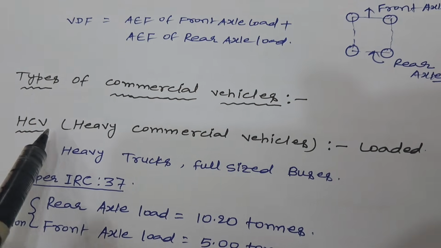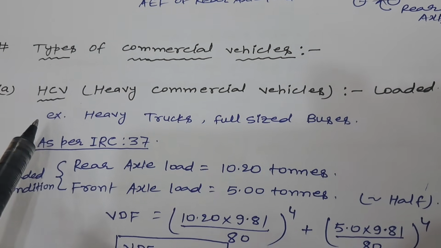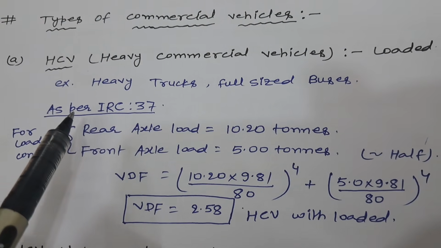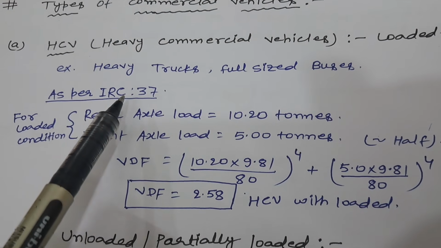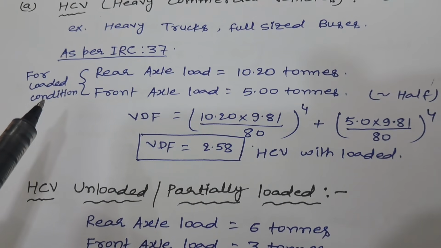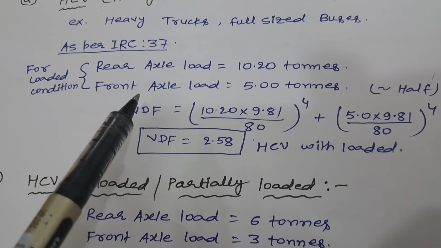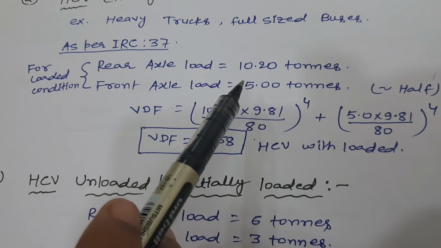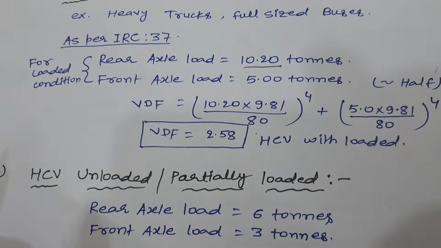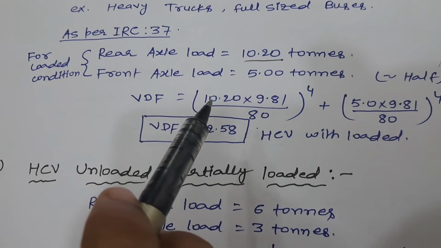We will take an example. Types of commercial vehicles. First is heavy commercial vehicle with loaded condition. Examples of HCV in loaded condition are heavy trucks or full size buses. As per IRC 37/2017, the rear axle load of HCV in loaded condition is considered as 10.2 ton, and front axle load is considered as half of the rear axle, that is 5 ton.